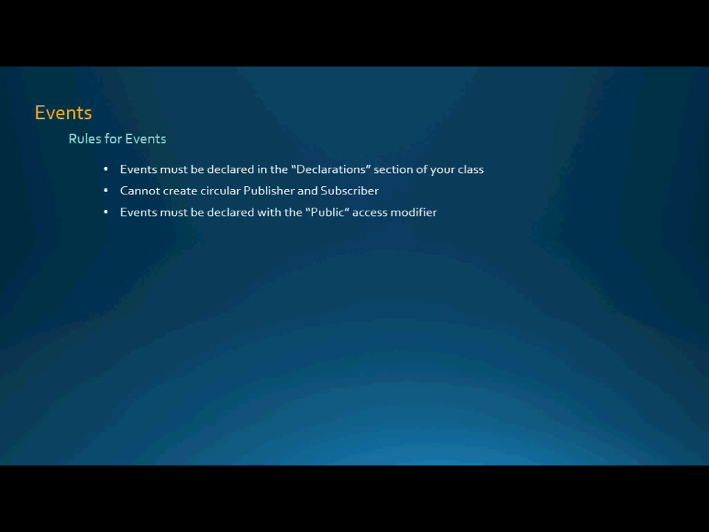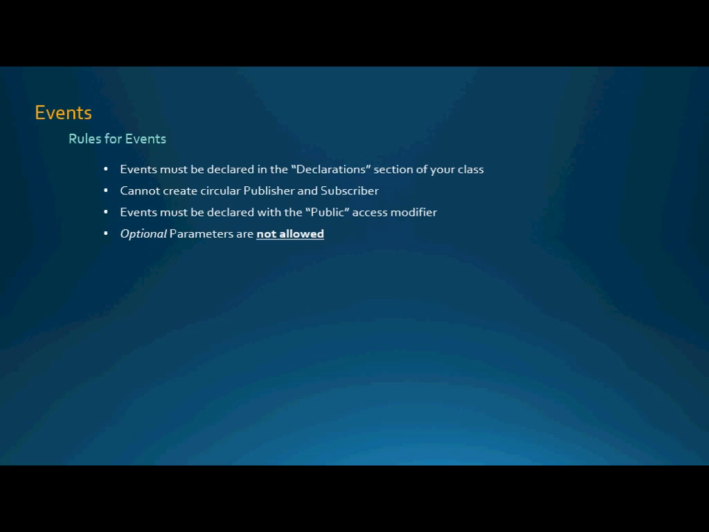Now events must be declared with the public access modifier. And if you think about it, this kind of makes sense. You want your event to be public so that anybody watching can listen for that public event. If it was a private event, it really wouldn't make much sense because then no one would be able to see it. The optional parameters are not allowed. So the optional keyword in the parameters of your event is not allowed. You cannot use optional for those parameters.